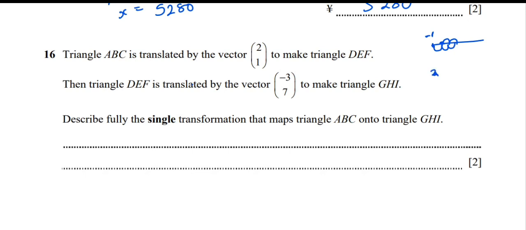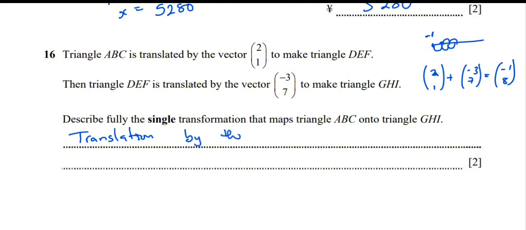The total transformation made there, you can just add them up. That's another way to do it. 2, 1 plus -3, 7 gives you -1, 8. So this is the total transformation that was made. You are asked for a single transformation that maps triangle ABC onto triangle GHI. So you can say it is a translation by the vector -1 and 8. That's the single transformation that maps triangle ABC onto triangle GHI.